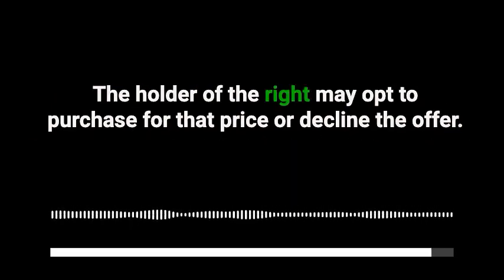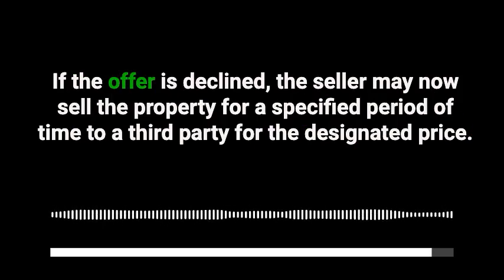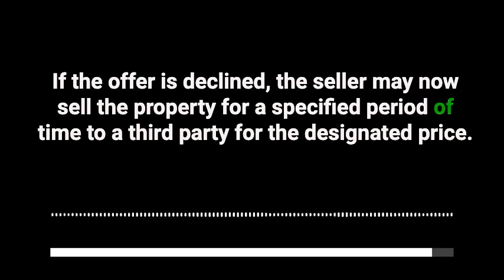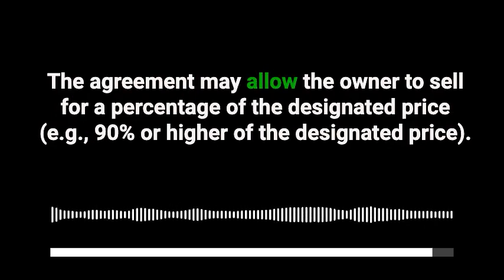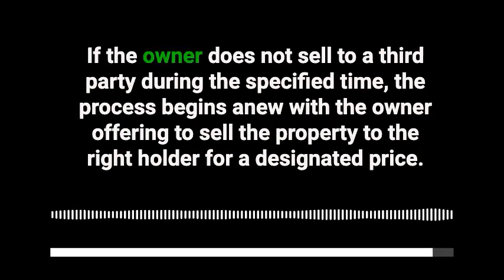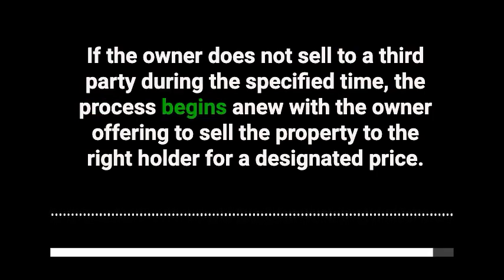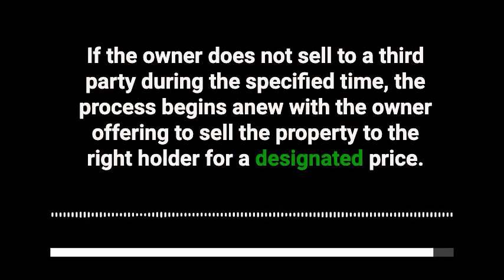The holder of the right may opt to purchase for that price or decline the offer. If the offer is declined, the seller may now sell the property for a specified period of time to a third party for the designated price. The agreement may allow the owner to sell for a percentage of the designated price. If the owner does not sell to a third party during the specified time, the process begins anew with the owner offering to sell the property to the right holder for a designated price.